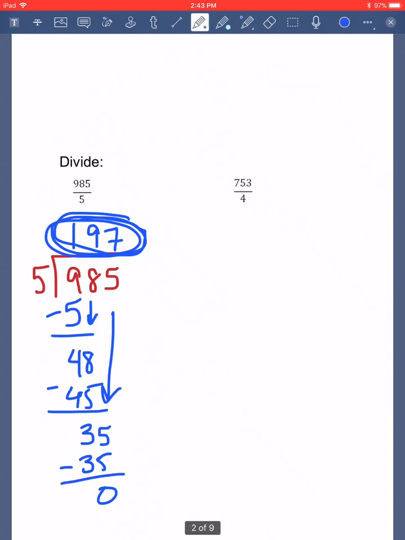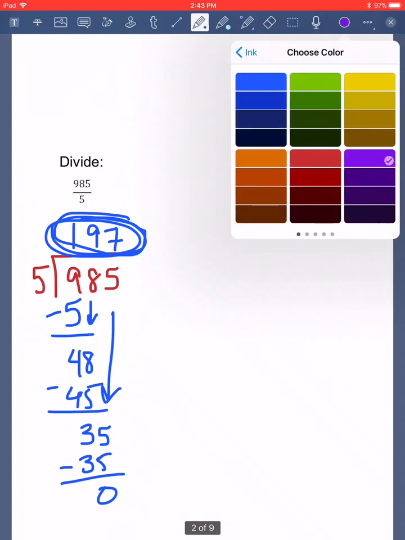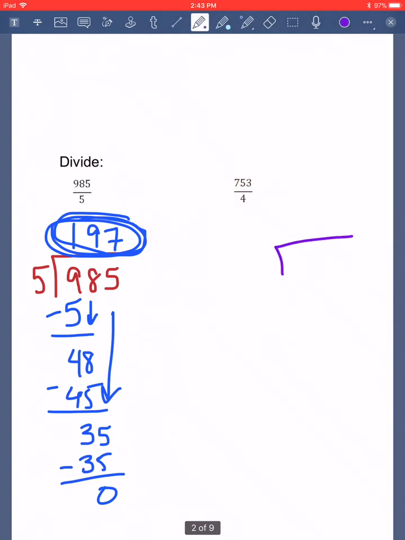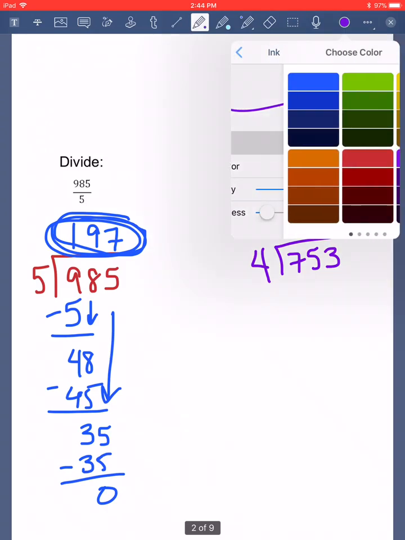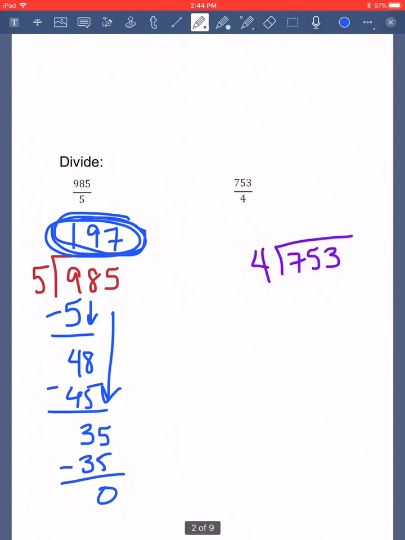So 753 divided by 4. So 753 goes in the box, divided by 4. And again, we start off with, how many times does 4 go into 7? Well, it goes in 1 time. And then you multiply. 1 times 4 is 4. Next, we subtract. So 7 minus 4 is 3. We can bring down our next term and begin the process over. How many times does 4 go into 35? It goes in 8 times. Then you multiply it. 8 times 4 is 32.